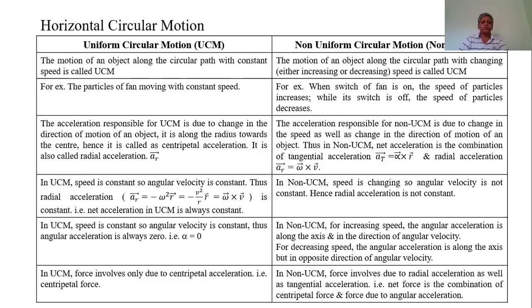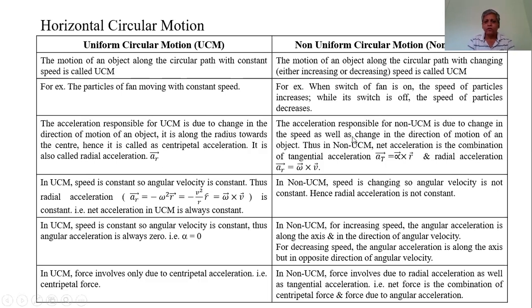In uniform circular motion, the acceleration is due to the change in the direction of the motion of the object. Speed remains constant, but direction changes. Hence, acceleration is produced in it. The direction of that acceleration is along the radius toward the center, hence it is called the centripetal acceleration, or also the radial acceleration, and it can be represented by vector a_R.